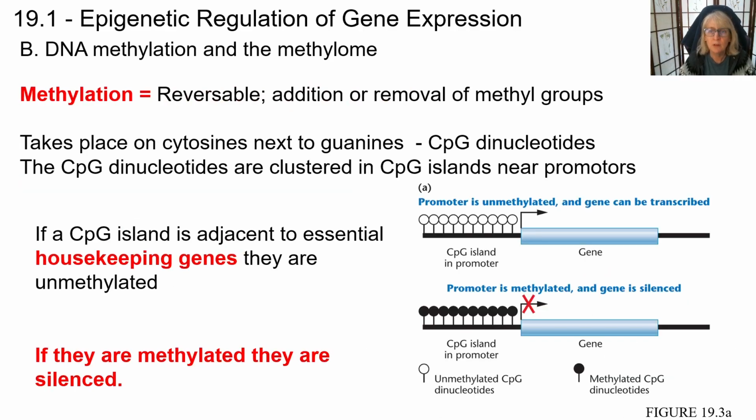Methylation is reversible. We can add or remove methyl groups. I want to summarize here. This takes place on cytosines that are next to guanines. These are called CpG dinucleotides, or dimers. These dinucleotides are clustered in little islands near promoters. So I have little clumps of DNA sequence that are lots of CG, CG, CG, CG. There's a C and a G together. This is a great place for methylation. They're frequently found in long stretches of C's and G's near the promoter.